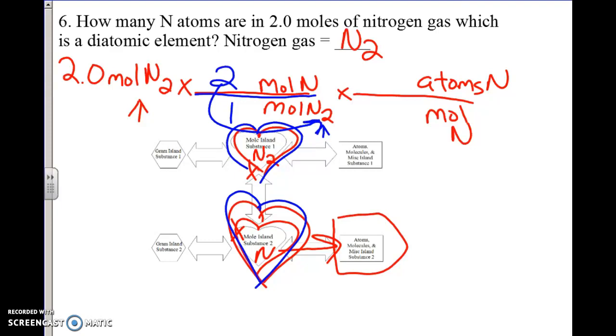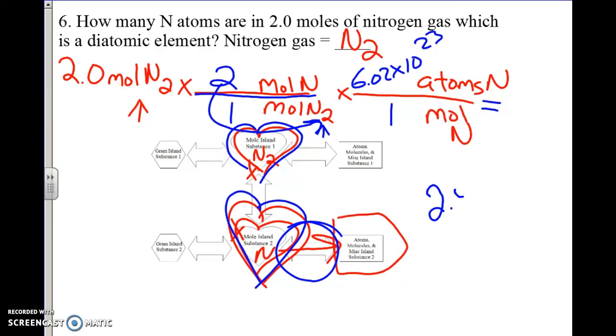When we go from mole island to atom island, 6.02 times 10 to the 23rd comes into play. So that's that bridge right there, 6.02 times 10 to the 23rd. So that's 6.02 times 10 to the 23rd atoms in 1 mole of nitrogen. You crunch that number, and with correct sig figs, the answer is 2.4 times 10 to the 24th atoms of N.